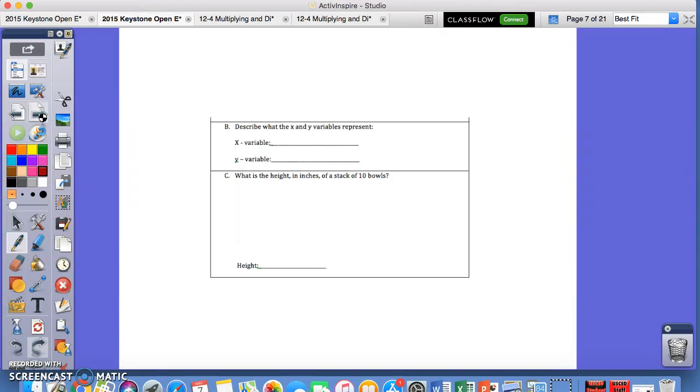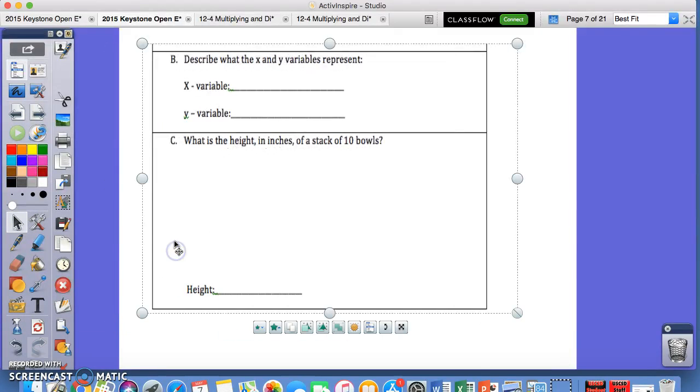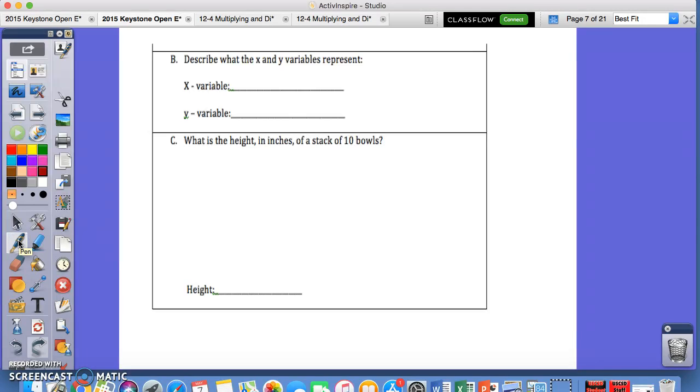Well, I actually looked at part B first, and I said, well, what would x and y stand for? We know that we're talking about the number of bowls and the height, so I went ahead and I let x equal the number of bowls, and y was the height of the bowl.